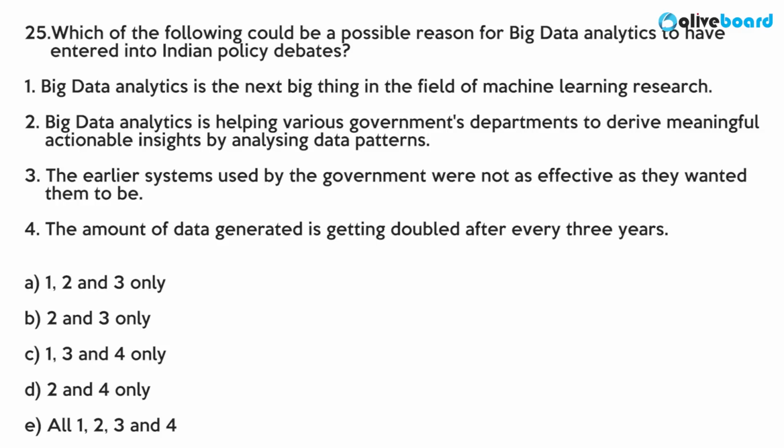The fourth one, the amount of data generated is getting doubled. The amount of data is not given in the statement, so it cannot be the reason at all. So which were the reasons? The reasons were 2 and 3 only. So this is the answer, that statements number 2 and 3 are the exact reasons for the given question.